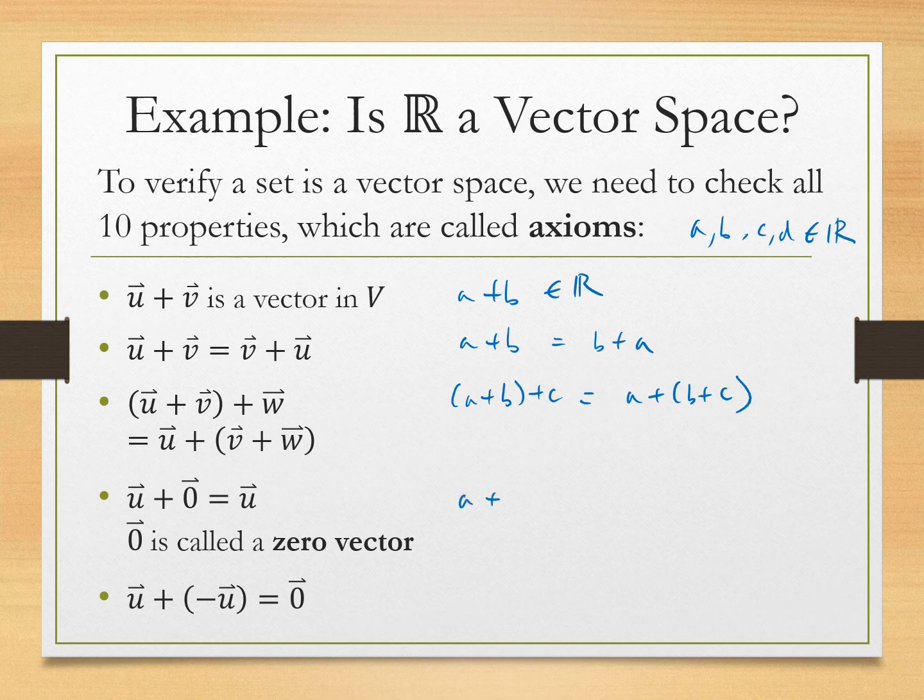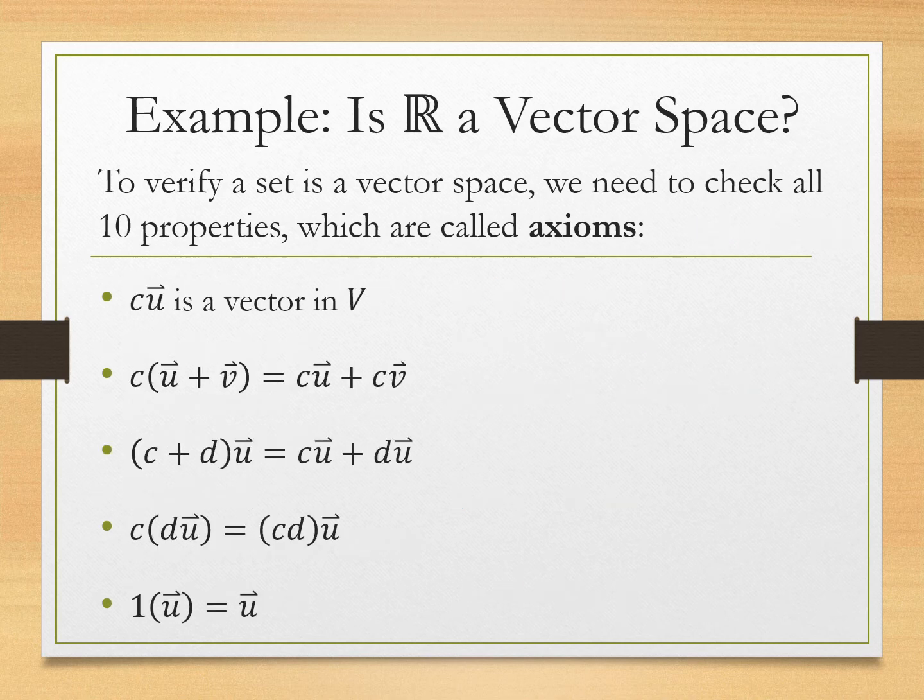So you just have to go through all of them. These are all numbers, and these properties are kind of self-evident, so there's not much to do. So let's just not do it anymore. The concept is you have to do this for every single property.